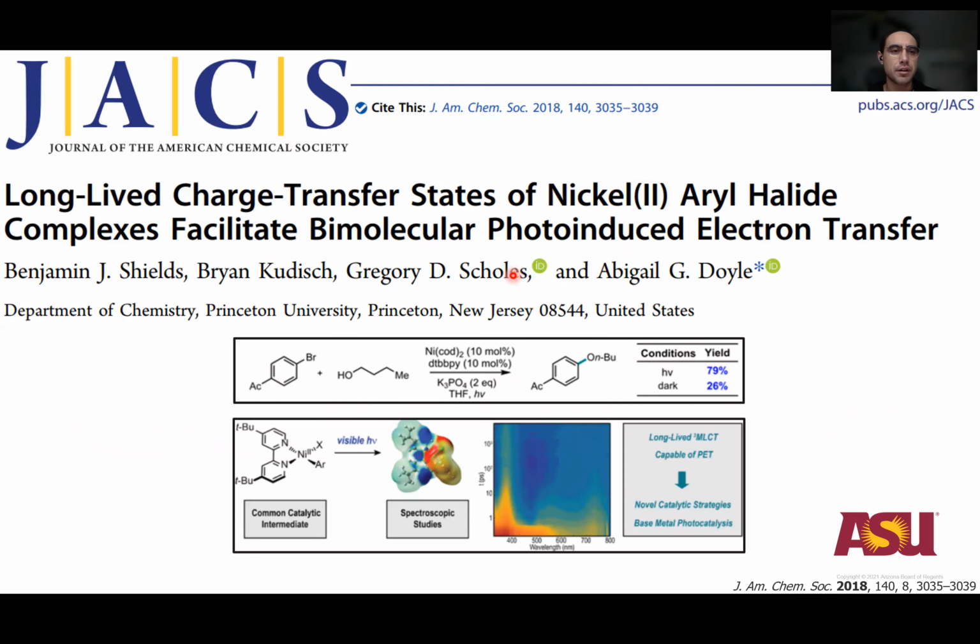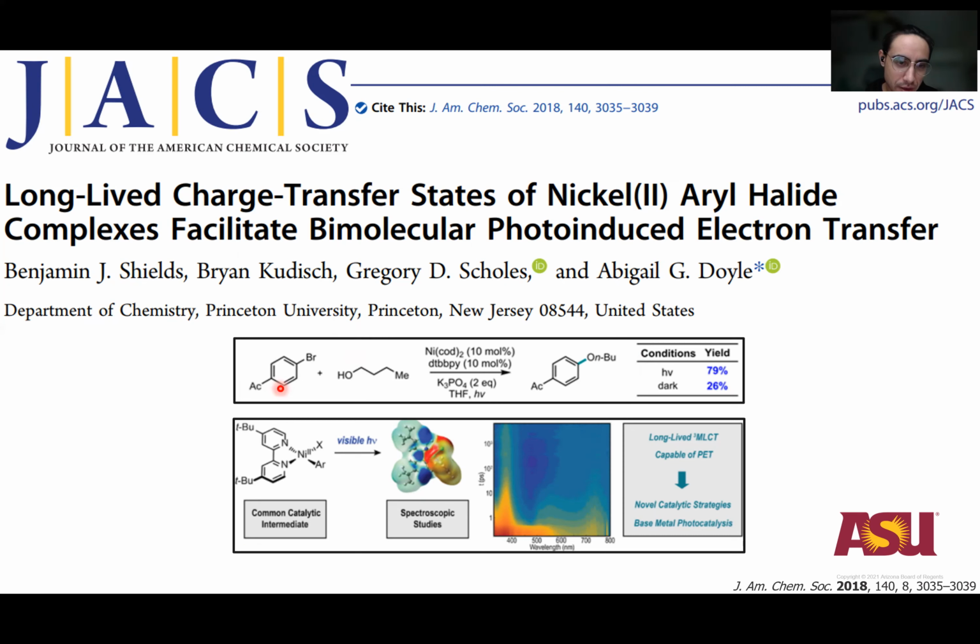Now I just wanted to talk about a literature example. It's a JACS paper that came out in 2018 from Abigail Doyle's group at Princeton, titled "Long-Lived Charge Transfer States of Nickel(II) Aryl Halide Complexes Facilitate Bimolecular Photoinduced Electron Transfer." This is a cool paper because it's a mechanistic study on a reaction methodology they published previously, and they use transient absorption spectroscopy to probe the mechanism and learn some interesting features about how this reaction proceeds.